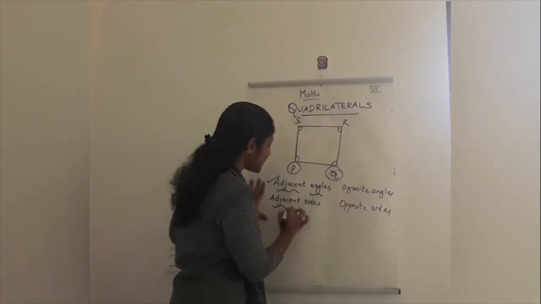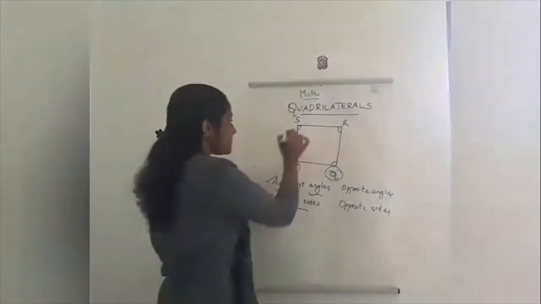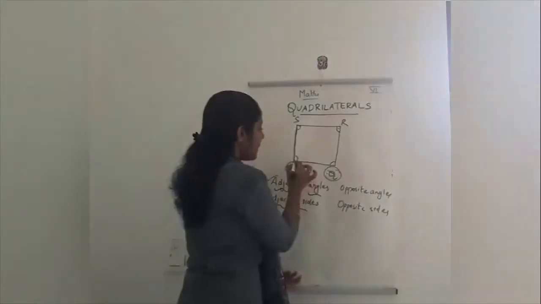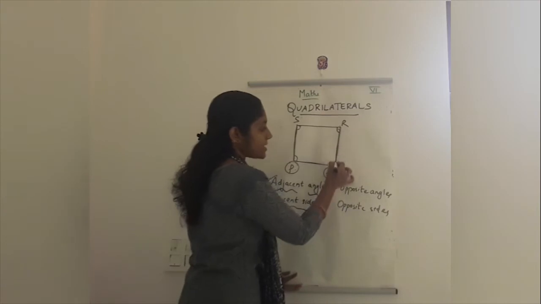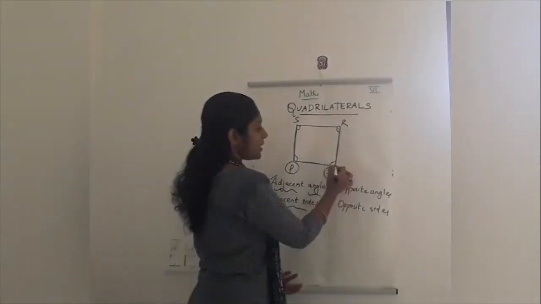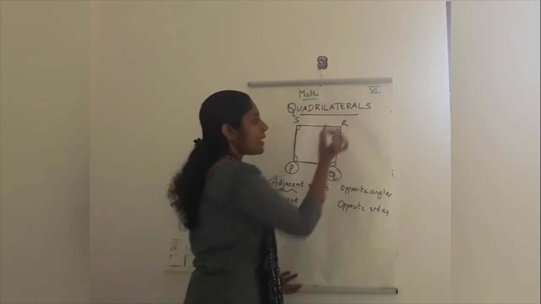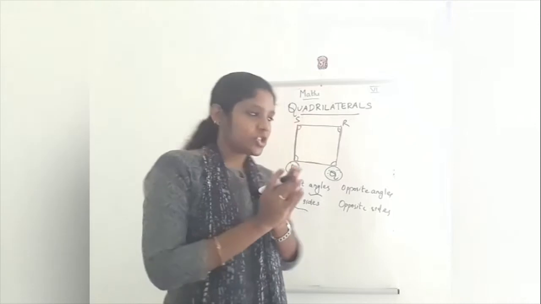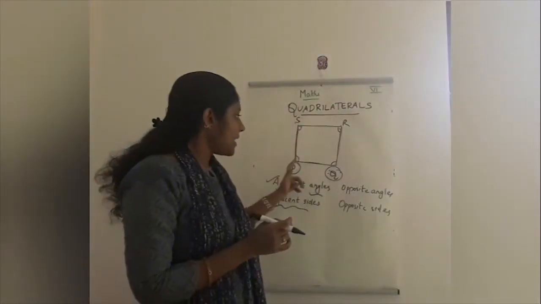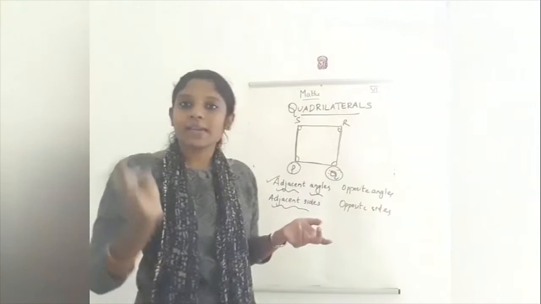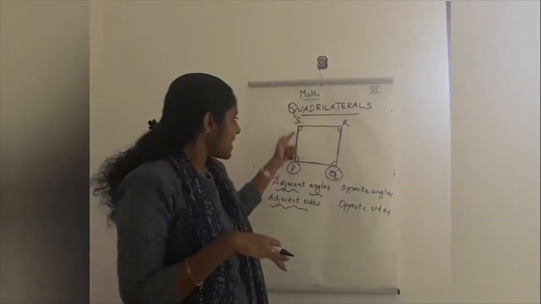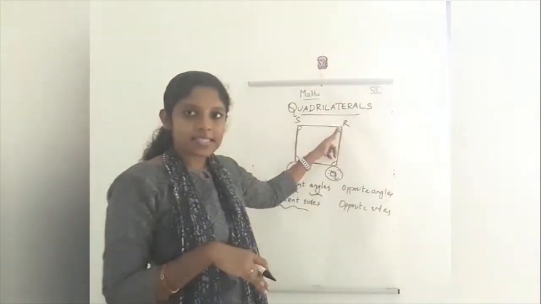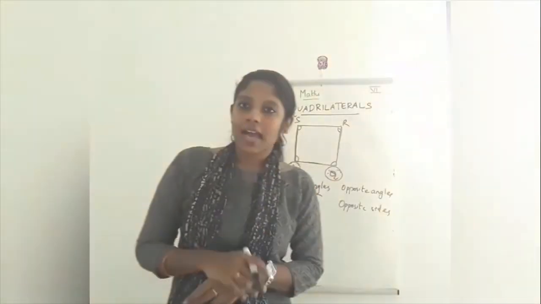In the same way, adjacent sides are sides which lie close to each other. Here SP and PQ are adjacent sides. PQ and QR are adjacent sides, lying next to each other. QR and SR are adjacent sides, lying next to each other. So adjacent angles are angles which lie close to each other. When you see here, these two are adjacent. In the same way, when writing sides, SP and PQ are adjacent sides, PQ and QR are adjacent sides, and QR and SR are adjacent sides.